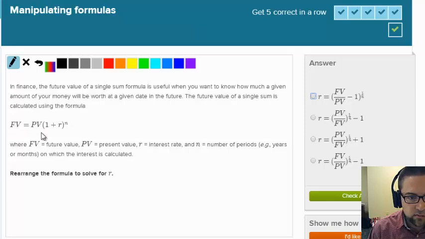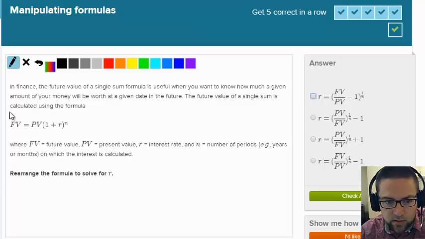All right. In finance, the future value of a single sum. Okay, so FV equals that, where R is the interest rate, present value, number of periods. Okay, so we want to solve for R. So looking at this, let's see. I would probably first divide both sides by PV, right? And then to get rid of going to the n power, I want to undo going to the n power, which is to go to the 1 over n power. So looks like all of them are to the 1 over n power. So it's going to be FV divided by PV, right?